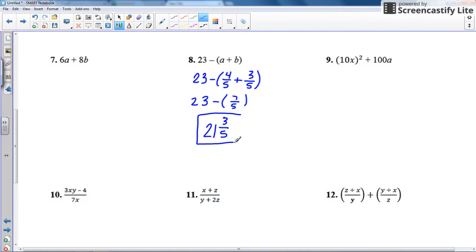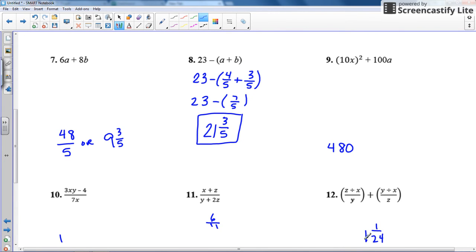Okay, pause the video now and try those remaining problems and unpause it when you're ready to check your answers. The answer for number 7 is 48/5, or if we write it as a mixed number, 9 and 3/5. Number 9, we get 480. Number 10, we get 1. Number 11, we get 6/11. And number 12, we get 1 and 1/24.